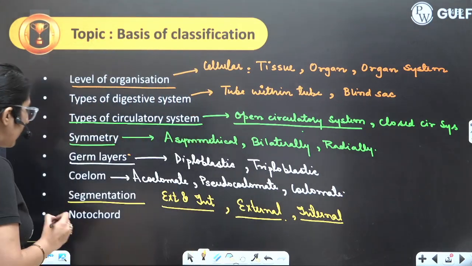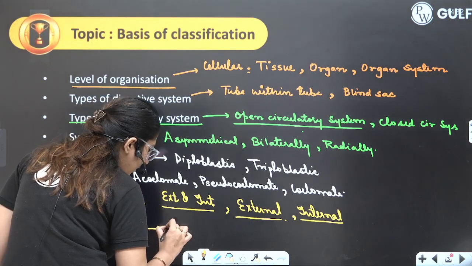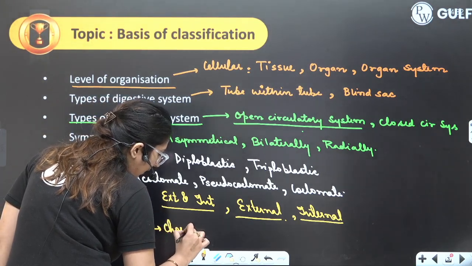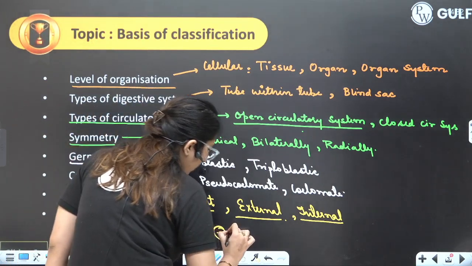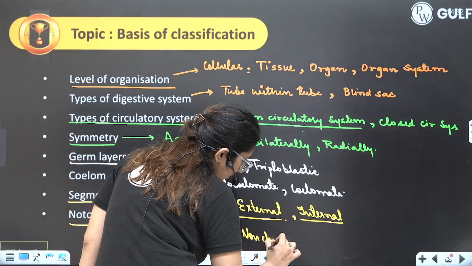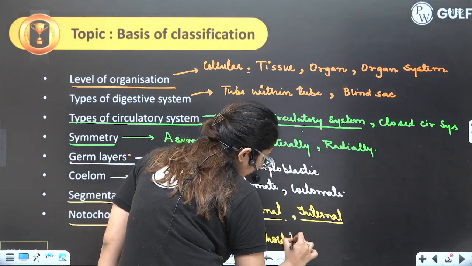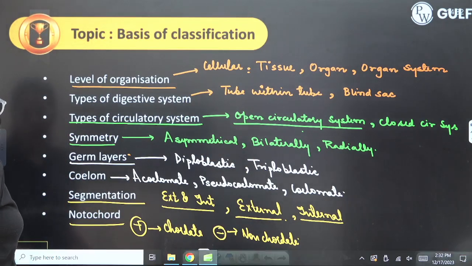Now moving on to the next, which is notochord. If notochord is present, that means we are talking about the chordates. If it is absent, we are talking about non-chordates. Right, buddies? Clear? Now, guys, let's move on to the first phylum.